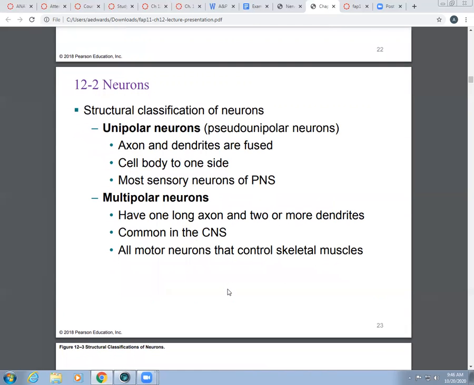Now, if there's only one pole, it's unipolar. Okay, so the axon and your dendrites are actually fused together, and you have a cell body on one side. And your sensory organs and your peripheral nervous system are mostly unipolar. Okay, so if you have one long axon but multiple dendrites, it's said to be a multipolar neuron. These are common throughout the central nervous system. All those motor neurons that control skeletal muscles are multipolar.